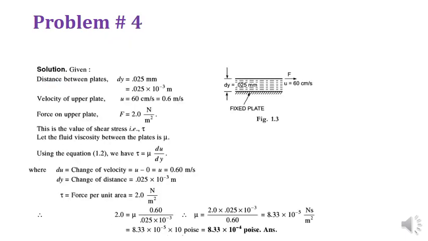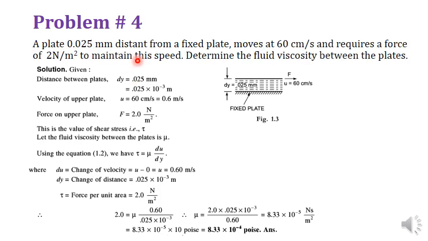Now, if you have understood problem number 3, how the fluid moves over a plate, a solid boundary, and how the intermediate flow acts on it, then it will be easier to understand problem number 4. Come to its statement. A plate 0.025 millimeter distance from a fixed plate, meaning one plate is fixed and the plate above is moving, moves at 60 centimeter per second. Its velocity is also given, 60 centimeter per second, and requires a force of 2 newtons per meter square to maintain this speed.